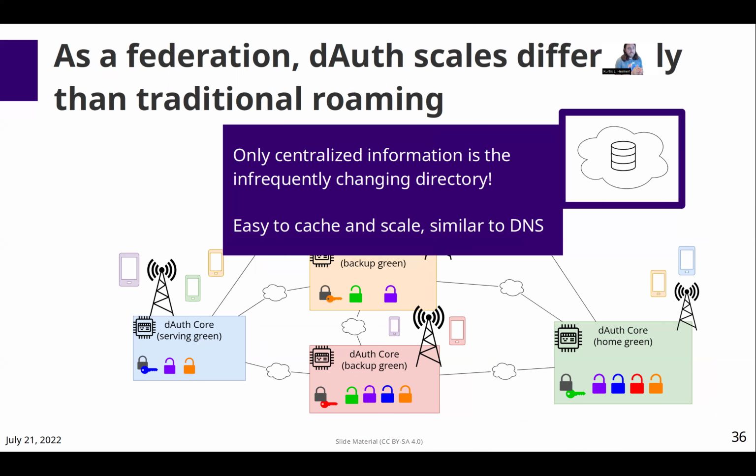Now, an important point to make here is that as a federation, this scales differently than traditional roaming. The only centralized information, aside from that key in the home directory authentication center, is the backups and the home network stuff that goes into this distributed directory, which is relatively infrequently changed. So basically easy to scale and similar to DNS in thought.